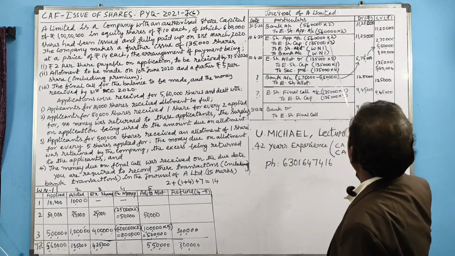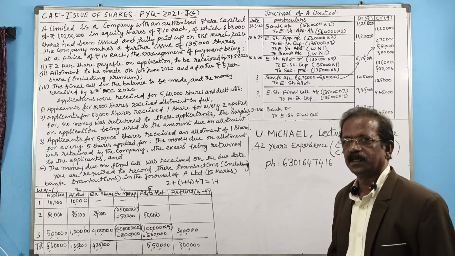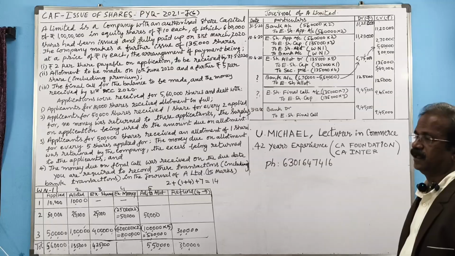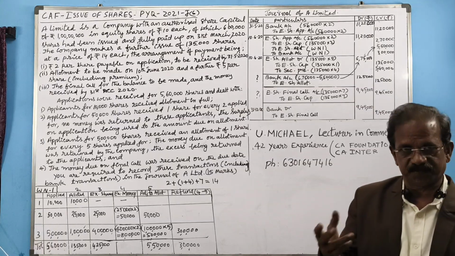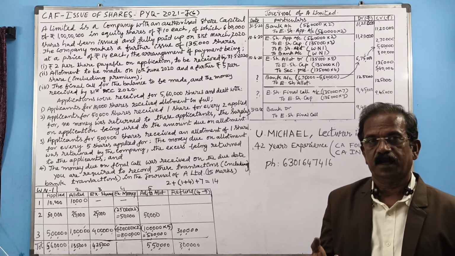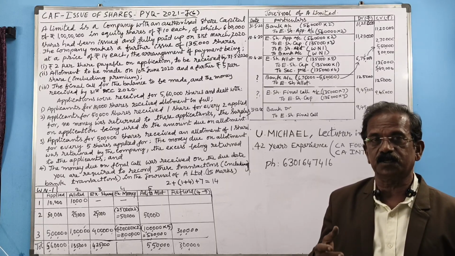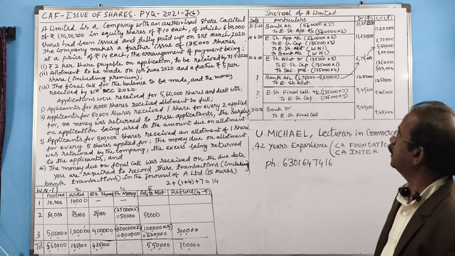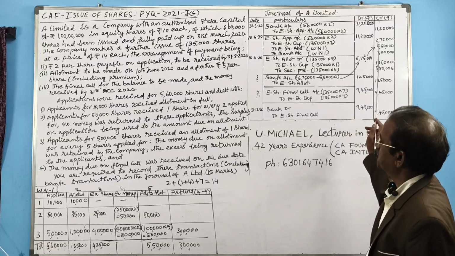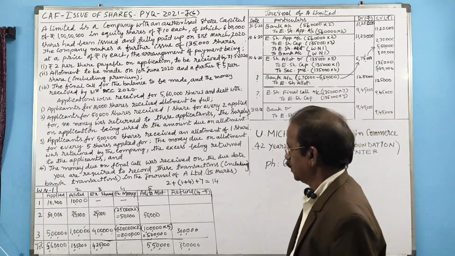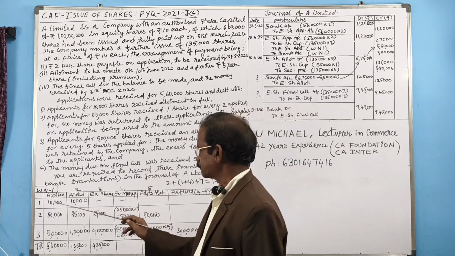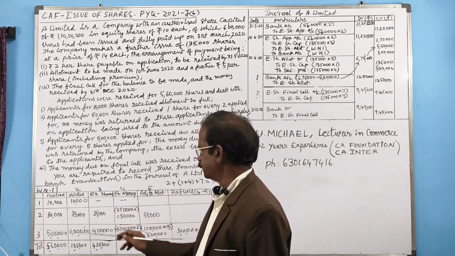And after that, how is this application money to be dealt with? Out of this application money, how much amount is to be transferred to share capital, how much amount is to be transferred to allotment, and if any refund is there, how much amount we have to refund. For that, we should make a journal entry. So how do you calculate the amounts for this? For that purpose, you should open a small table, working notes. You should put working note 1.